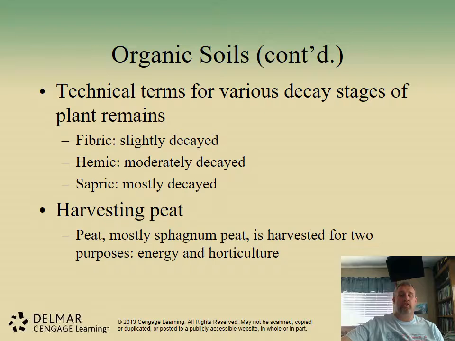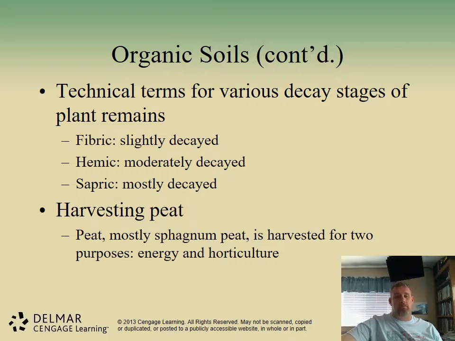So there are a couple technical terms that have to do with organic soils. There's fibric, that's going to be your slightly decayed. This is going to be your first portion. There's hemic, which is moderately decayed, and there's sapric, which is mostly decayed organic soil. So these are the three different stages of plant remains in organic soils.